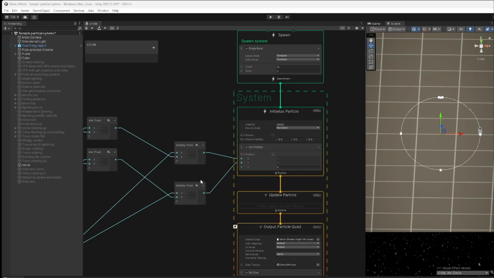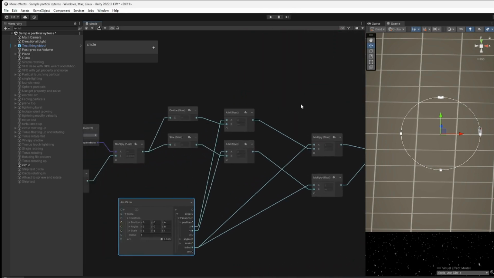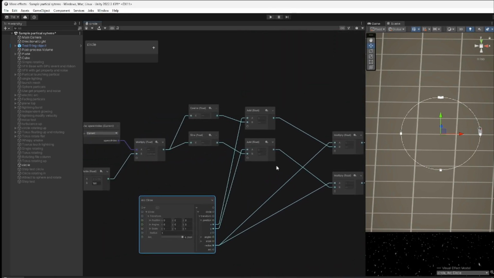What I have here is I'm creating a single burst of particles, and I am calculating the position of where they're going to go. And I'm doing that in this way. So if we look at this, I have an arc circle to define a radius, and that's what we see here. I have this arc circle selected, which is why we see the circle dimensions here.